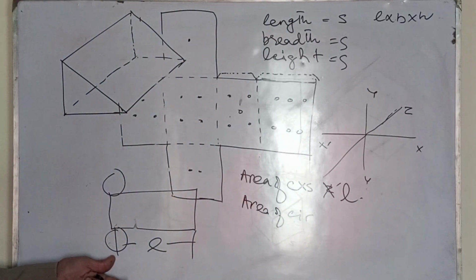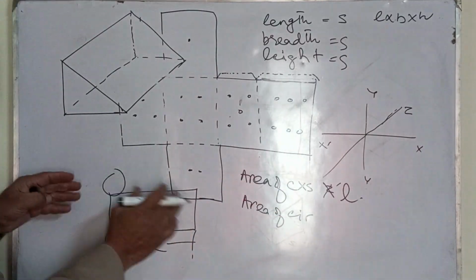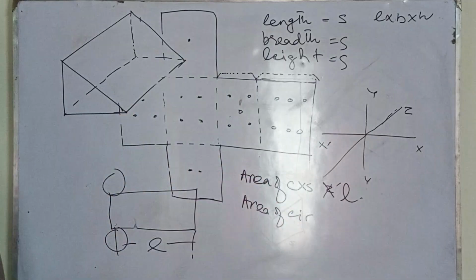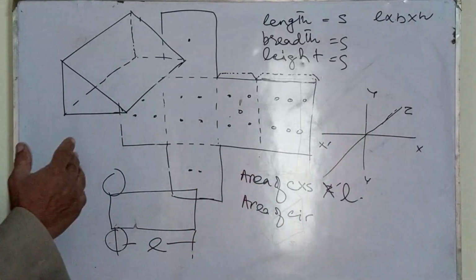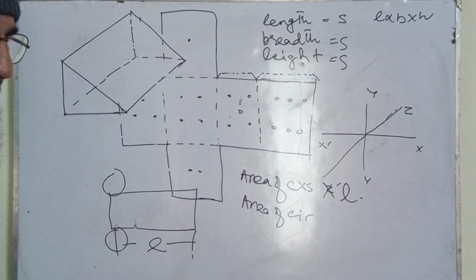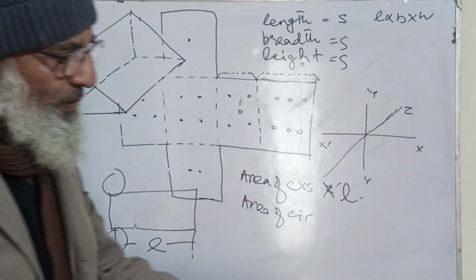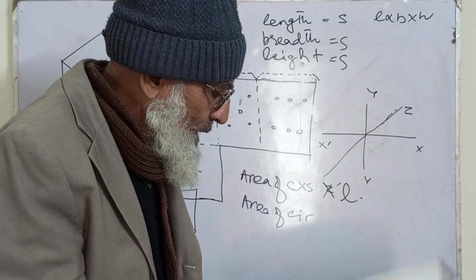Now area of circle multiplied by length will be the volume of this marker, this cylinder. Okay, now let us start from exercise 7.6. Now maybe we'll be doing it very quickly.